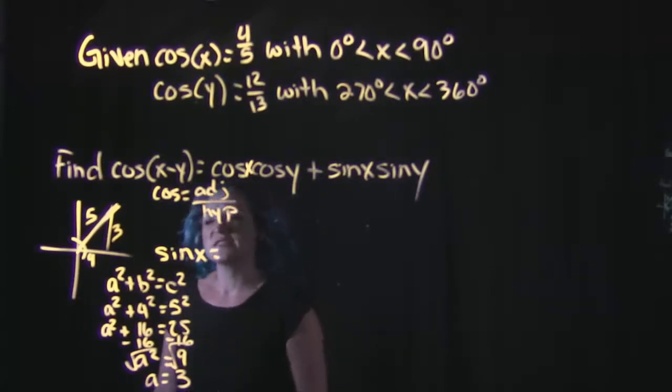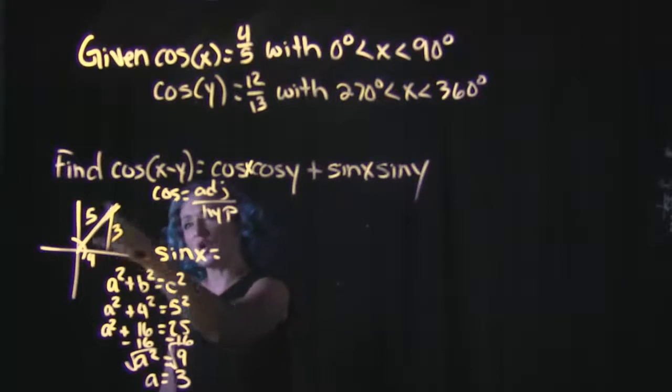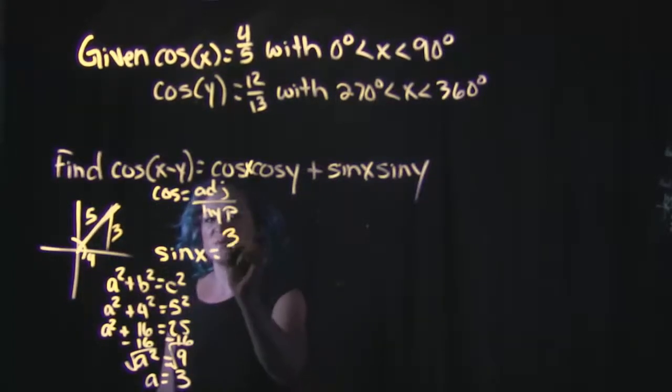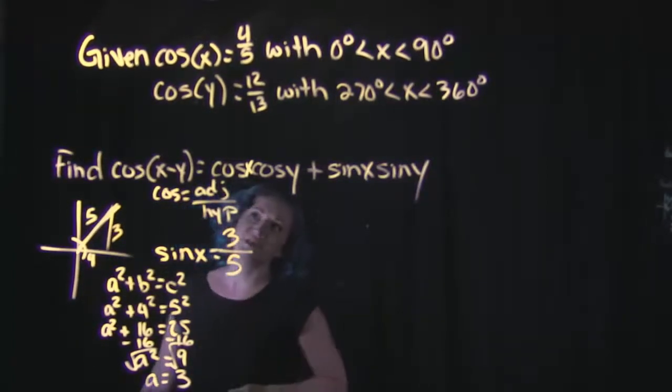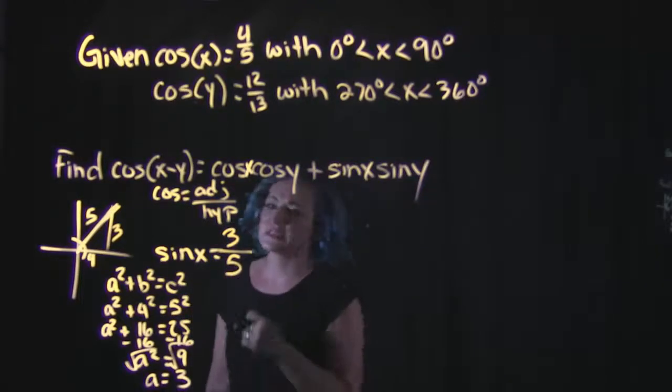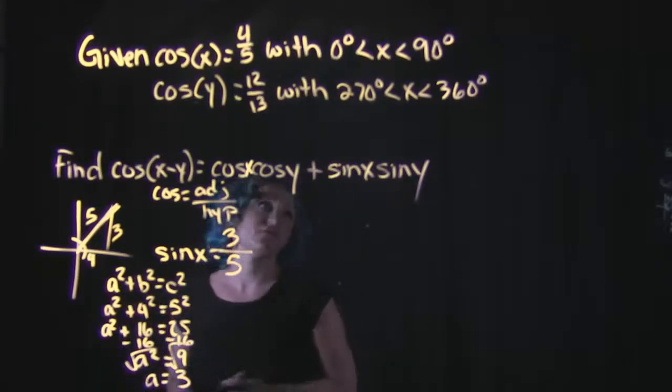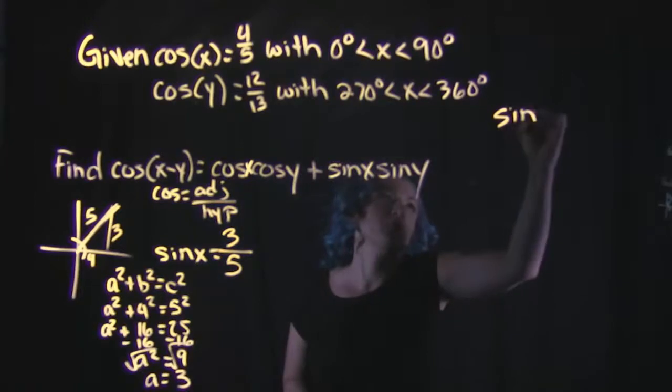So that tells me that sine of x, which is opposite over hypotenuse, opposite being 3, hypotenuse being 5. So that means that sine of x is equal to 3/5. So I'm going to put that right over here.